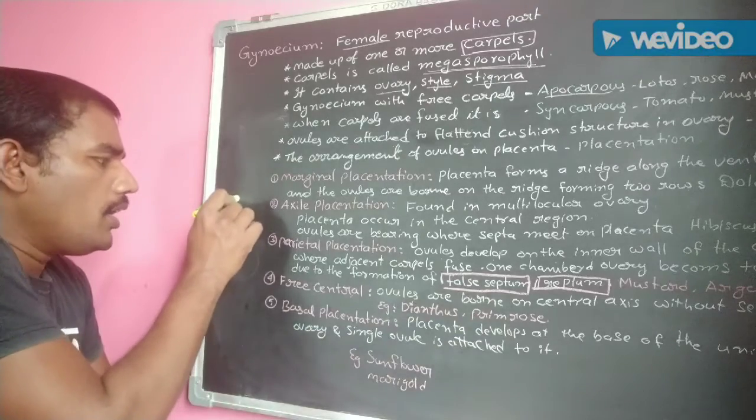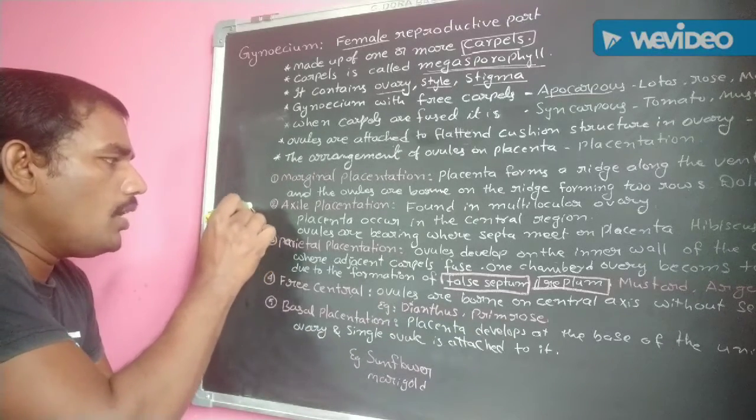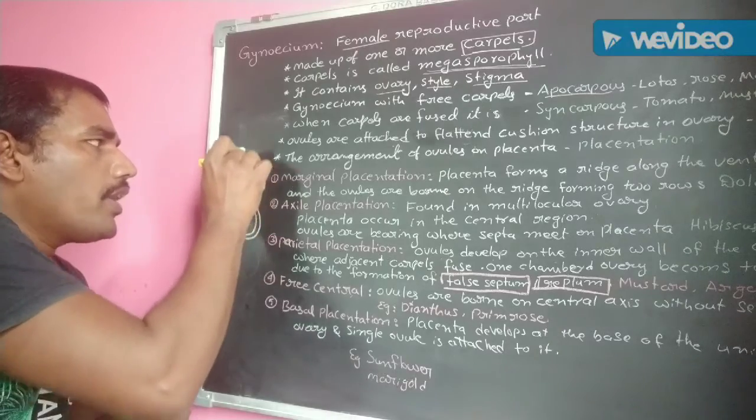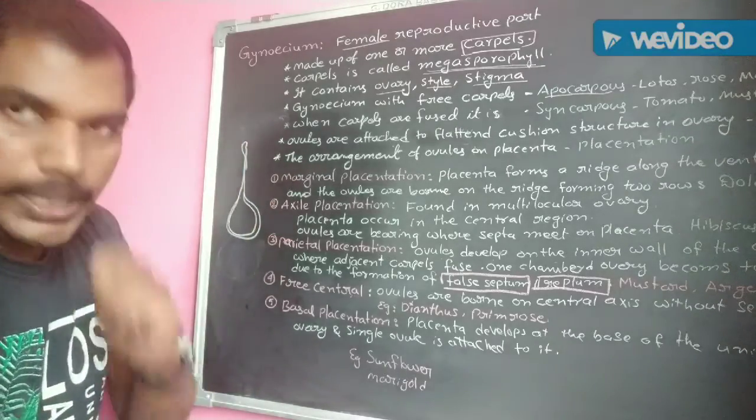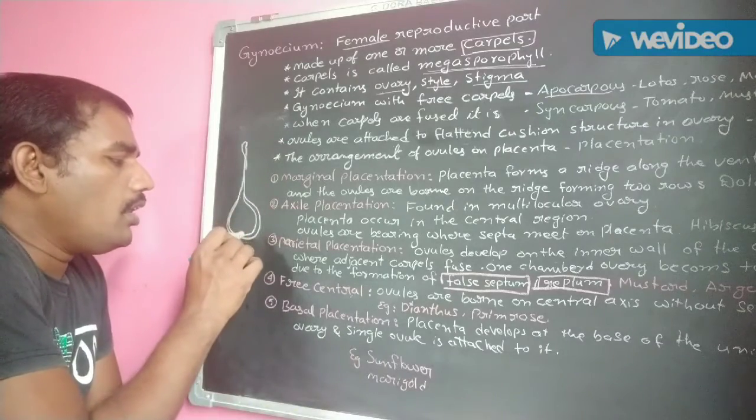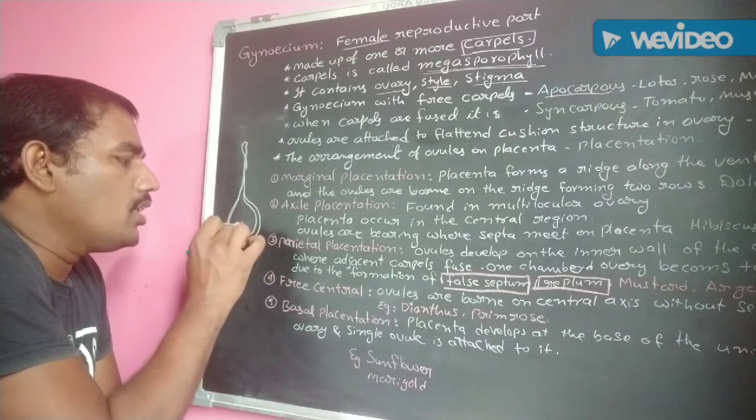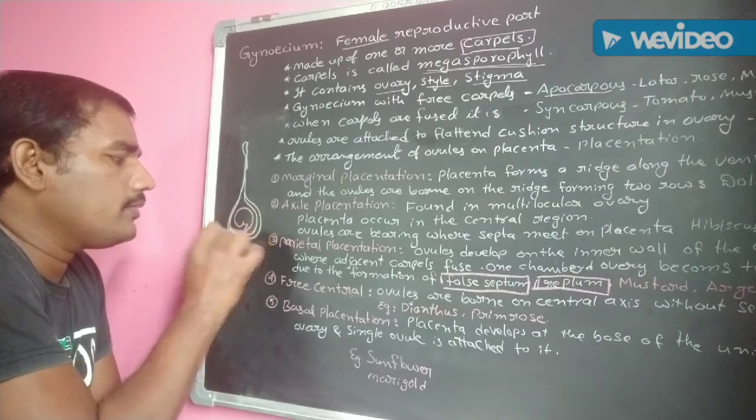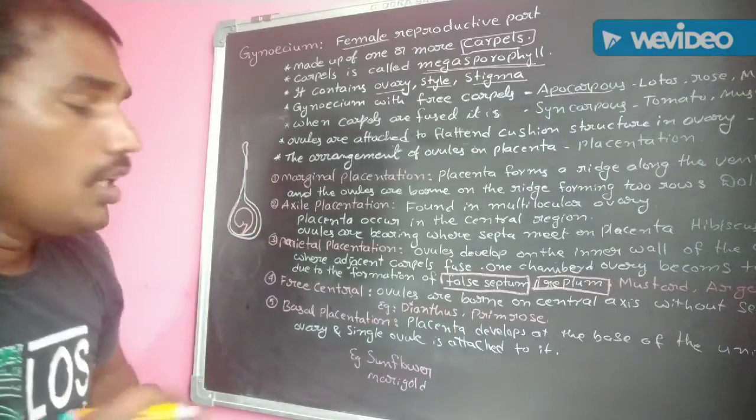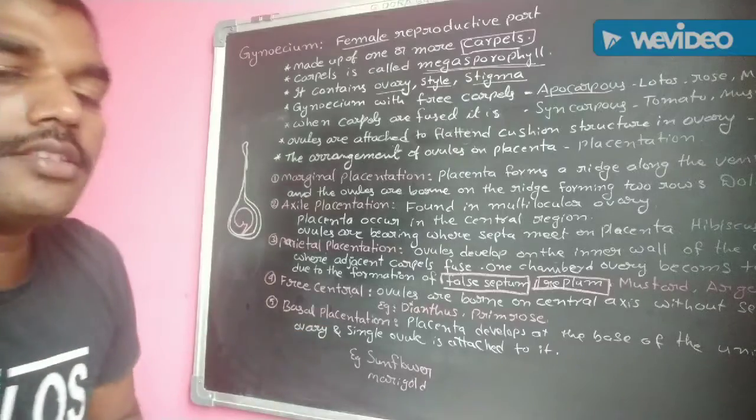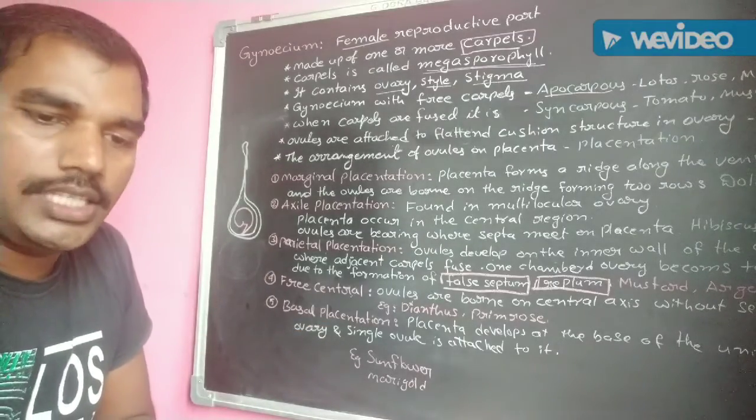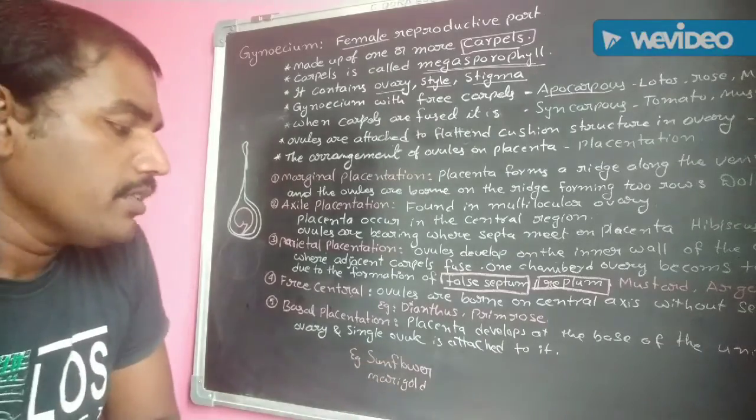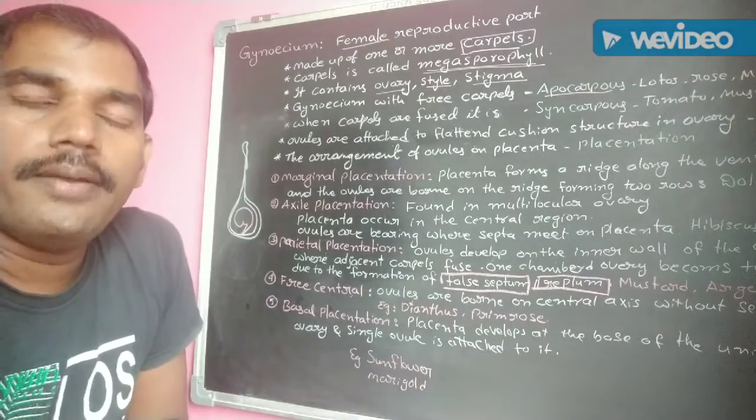This means it consists of only a monocarpellary ovary, and the ovule is present at the base of the ovary. So this type of placentation is known as basal placentation. Basal placentation. Example, sunflower and marigold.